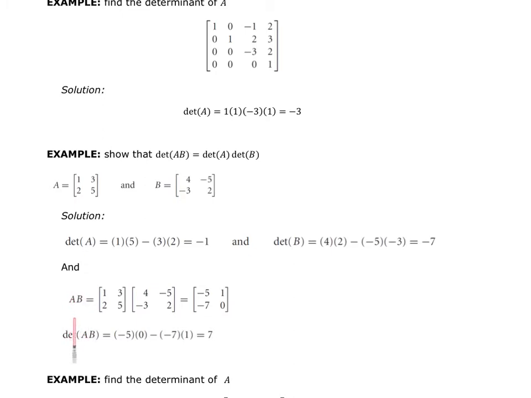I can also do it by multiplying these two matrices together and get this matrix. And then when I do its determinant, doing that little loop, I have -5 times 0, -7 times 1, which gives me +7. So you can see that I can do the determinants first and then multiply them, or I can multiply the matrices and then find the determinant of that resulting matrix.